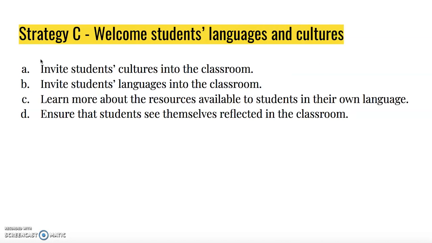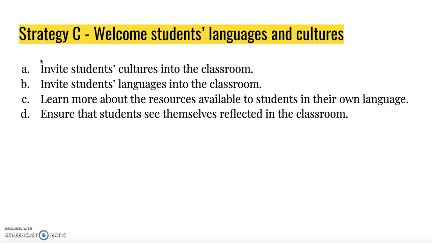The third strategy, strategy C, is welcoming students' languages and cultures. Some of the sub-strategies involve inviting students' cultures into the classroom, inviting students' languages into the classroom, learning more about the resources available to the students in their own language. Perhaps they like a particular author from their home country and they would like to find a book by that author, or different issues like that.